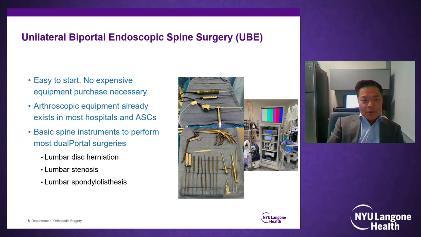So it's easy to start. You don't have to go to the hospital administrator and ask them to buy you a $150,000 tower, because every hospital has arthroscopic towers, right? Every hospital has a scope. Every hospital has Arthrex equipment. So you don't need to buy anything. The only thing they need to spend a few hundred dollars on is buying a zero-degree scope.